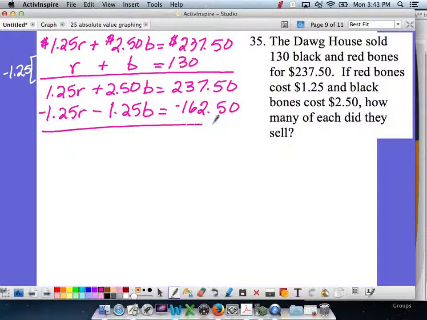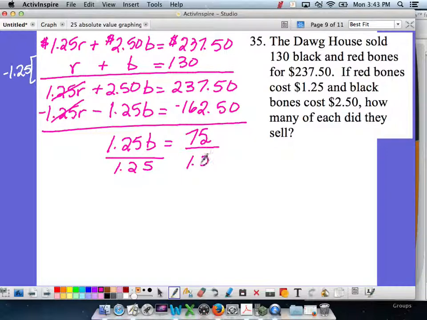When we combined these, what we did was eliminate the r's. That was our whole purpose, to get rid of one of the variables. Then you had 2.50 minus 1.25 is 1.25b. And then you have 237.50 minus 162.50, and you get 75. Solving for b, dividing by 1.25, 75 divided by 1.25 is 60. So what that tells us is that we sold 60 black bones.